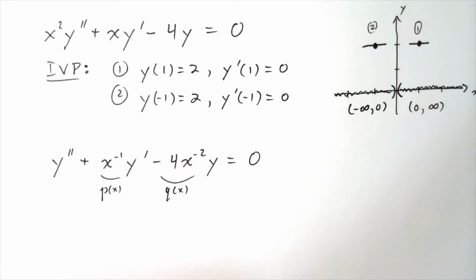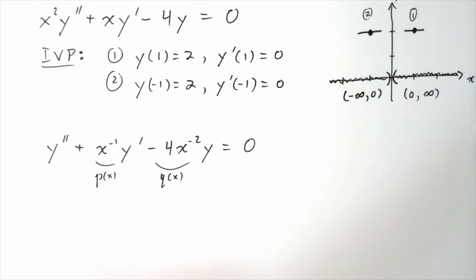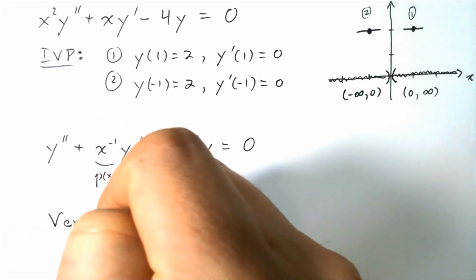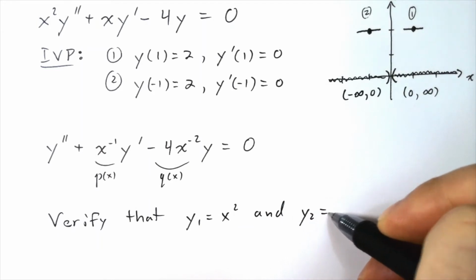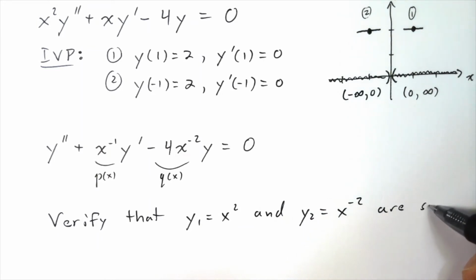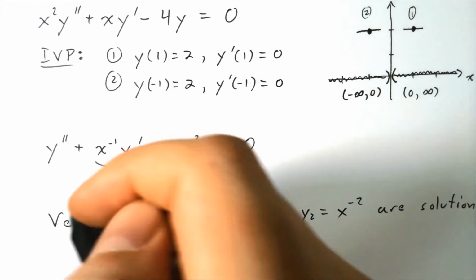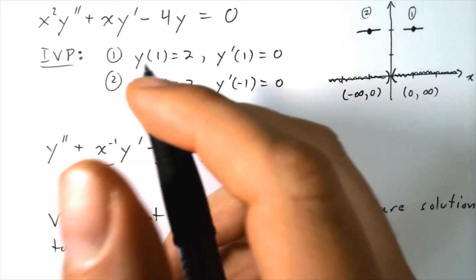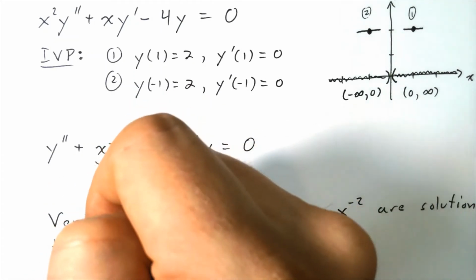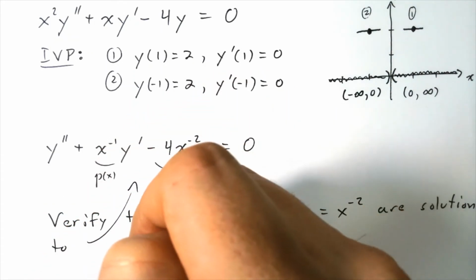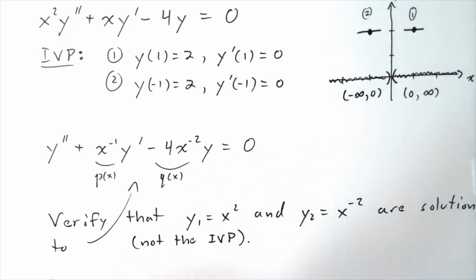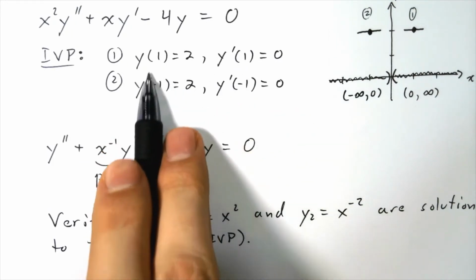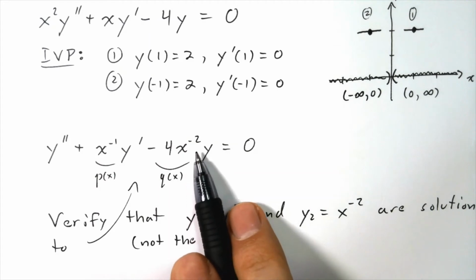Okay? So what I'm going to do is give you two functions, and I'd like you to verify that these guys are solutions to the differential equation here, not the initial value problem. They're not going to actually work for the initial value problem. You could check that too. That would be a good exercise. Verify that they're not going to satisfy this, but they are solutions to this.